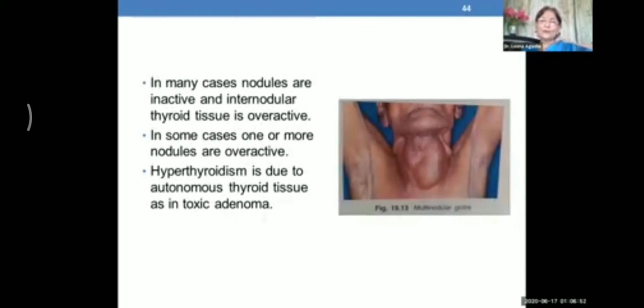Here is a photograph of a patient having multinodular toxic goiter. In many cases, nodules are inactive and internodular thyroid tissue is overactive. In some cases, one or more nodules are overactive. Hyperthyroidism is due to autonomous thyroid tissue as in toxic adenoma.